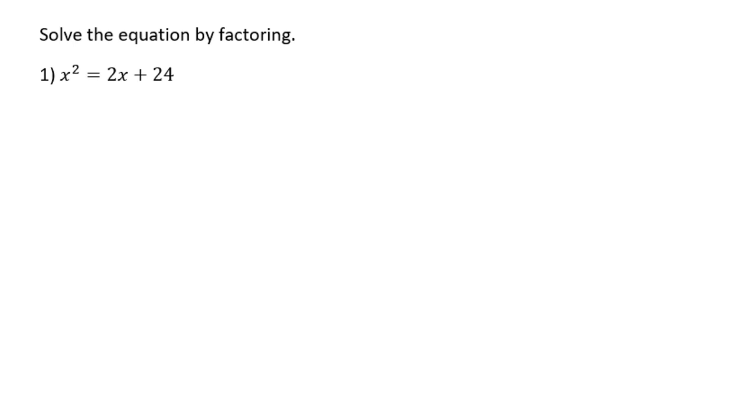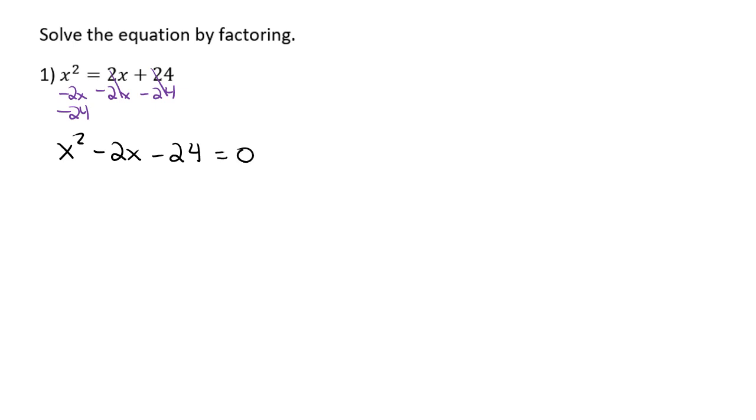So when you see the phrase by factoring, that's when you want to make sure that you're using your box to factor. So here, we want to make sure that all of our terms are on the left side. We want this equation to equal 0. So we are going to move over the 2x by subtraction, and we are going to move over the 24 with subtraction. That's going to give us x squared minus 2x minus 24 equals 0.